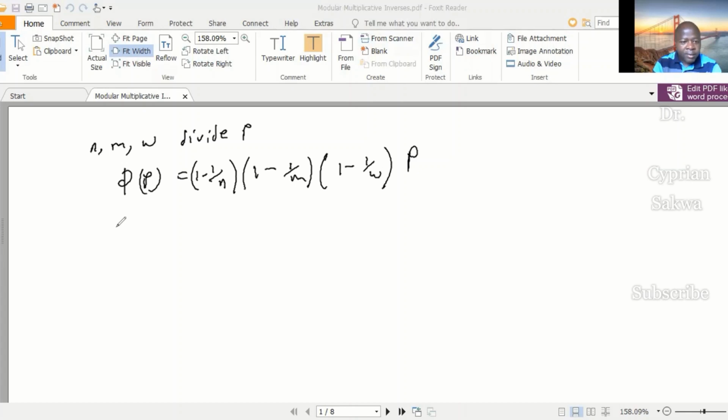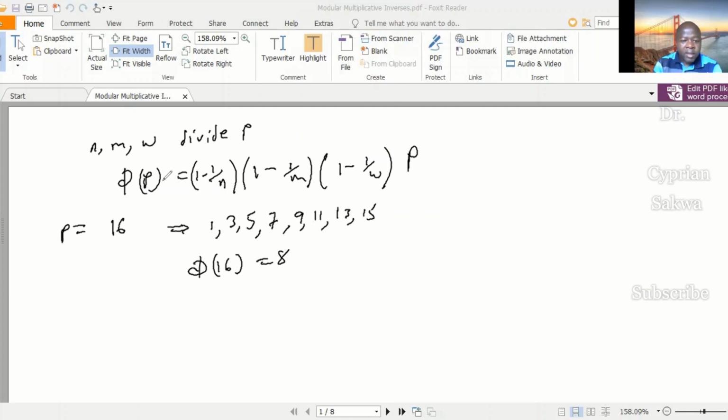For instance, if p is 16, then we mean the numbers which are less than 16 and are relatively prime to 16. In fact, these numbers are just 1, 3, 5, 7, 9, 11, 13, and 15. That is 8 numbers. So that means Euler phi of 16 is 8.